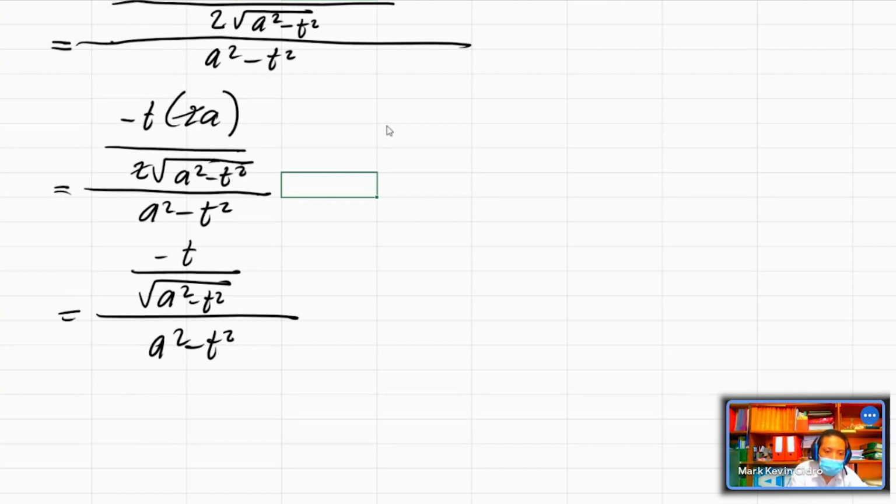So how do we simplify this one? Excuse me, sir, yes. There should be an a, negative t, sir. Okay, I see, there should be an a there. Sorry. Thank you for that.